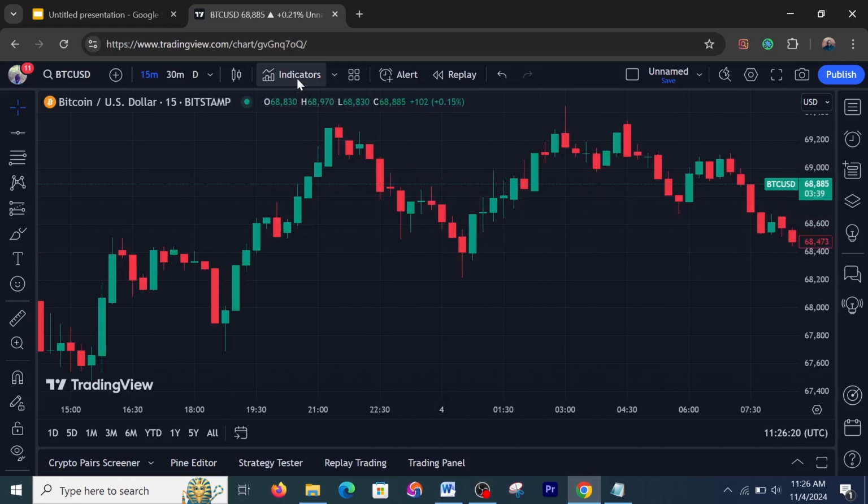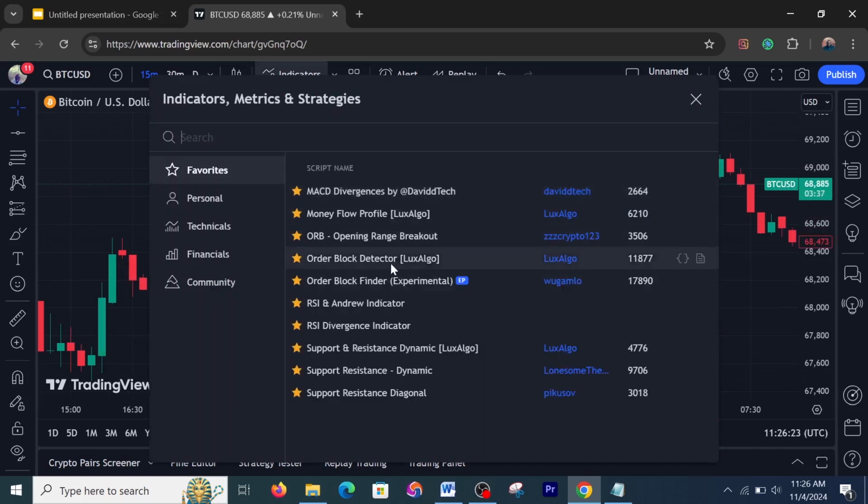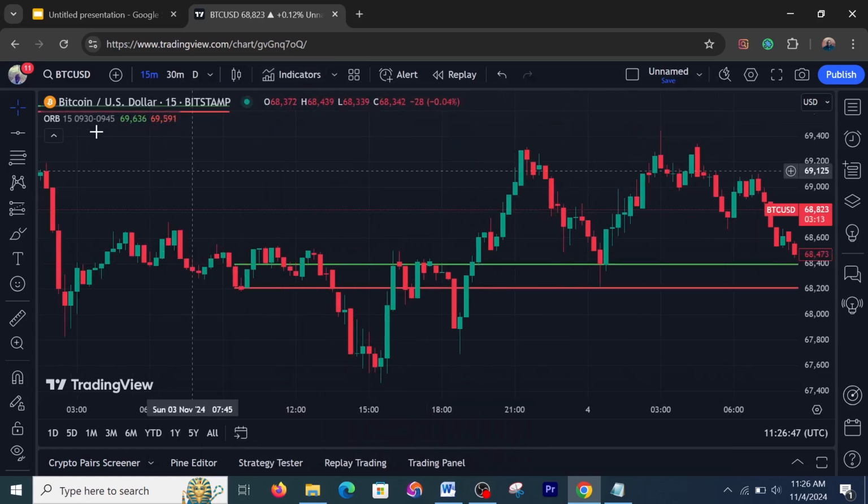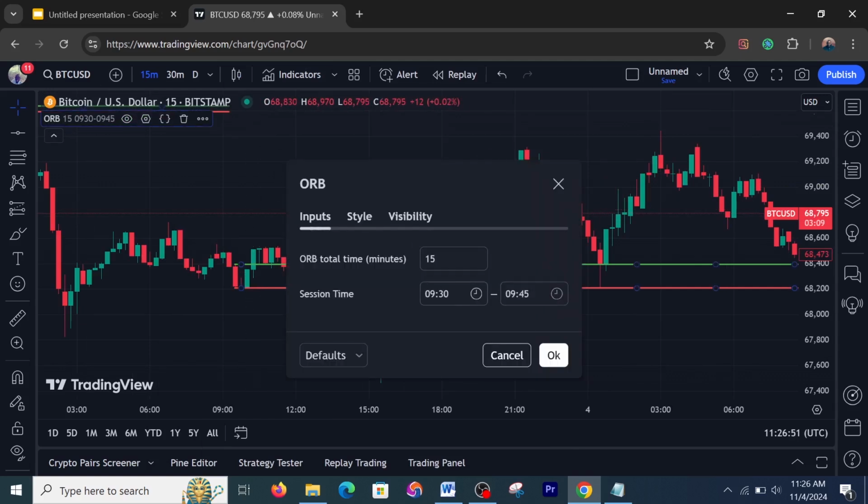You go to your indicators tab and search for opening range breakout. That's ORB opening range breakout by ZZZ Crypto 123. This guy created a very great indicator to help you pinpoint the opening range without having to draw it manually. So you just click on it and you set the time. You go to the settings of this indicator, then you set it correctly. You see the ORB total time in minutes is 15 minutes.